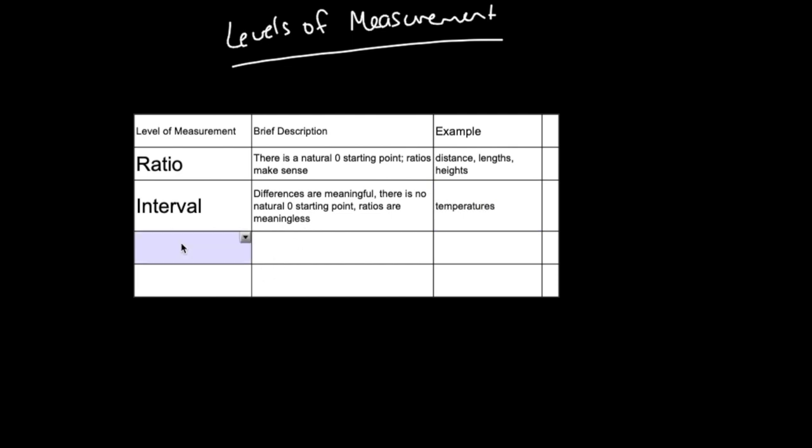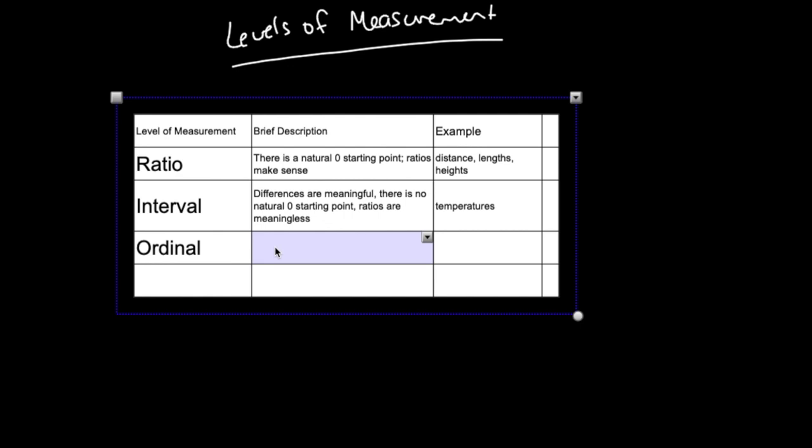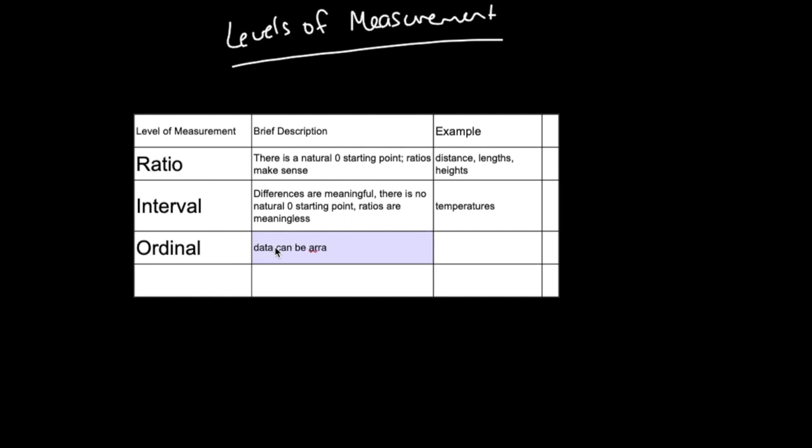The next type of level of measurement is called ordinal. Every time I hear ordinal, I think of order. So data can be arranged in order. Differences, in terms of subtraction, are meaningless.